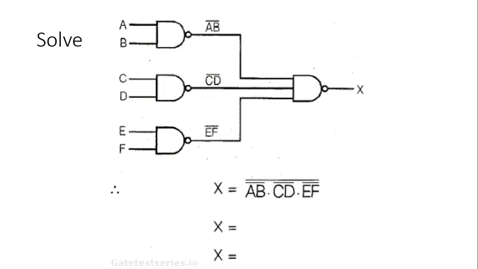So what will happen when we use De Morgan's theorem? We are going to break this bigger bar, the longer bar. When you break this bar, the product sign becomes summation in both cases, and a double bar will come separately on each term. That makes it AB double bar plus CD double bar plus EF double bar. And we know that the complement of a complement is the simple variable, which gives the result AB plus CD plus EF. Got it?